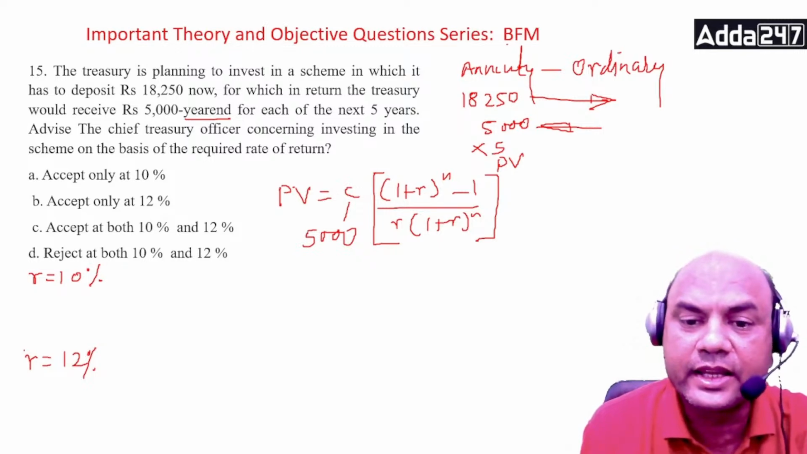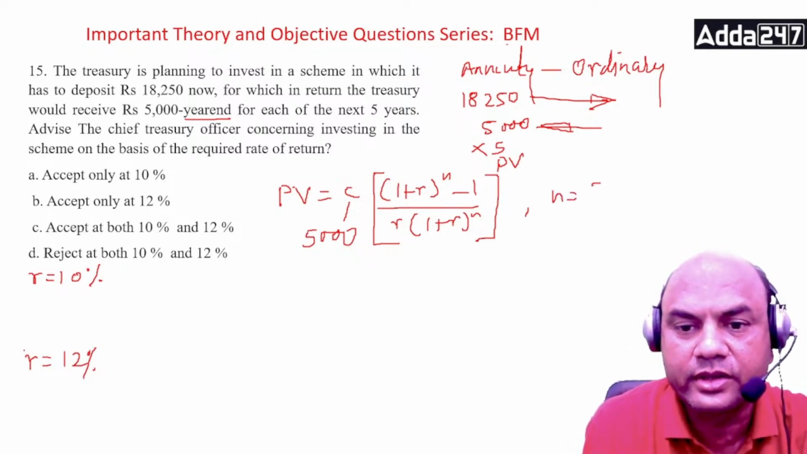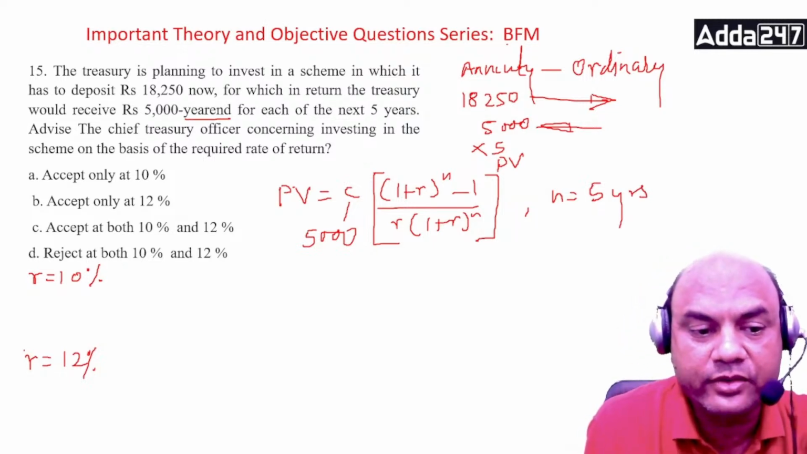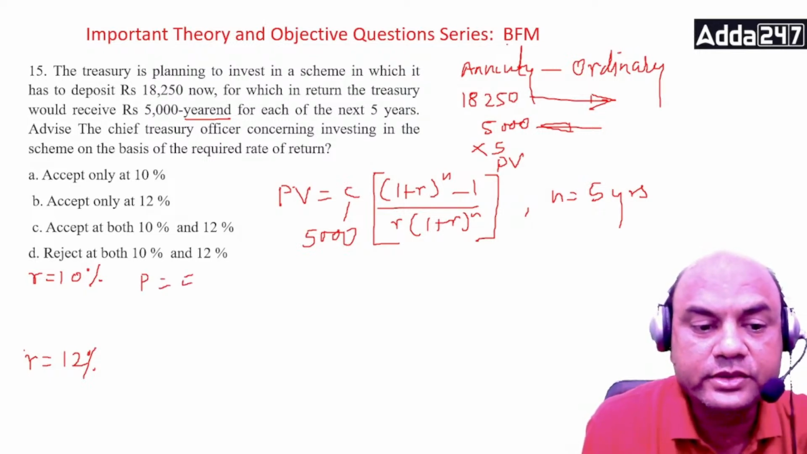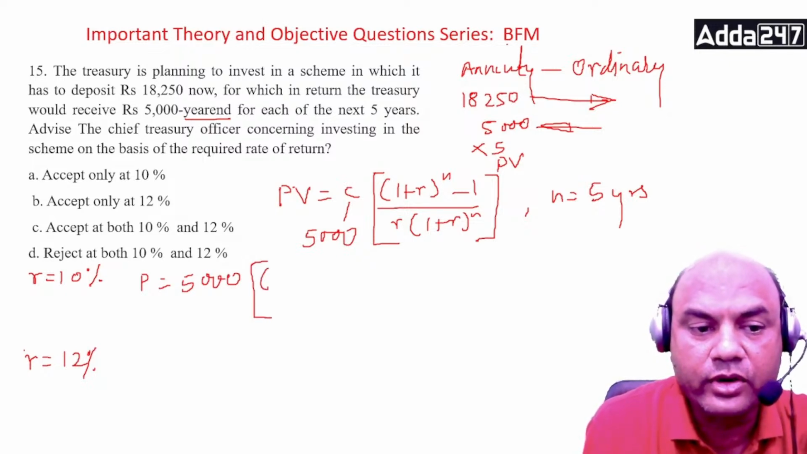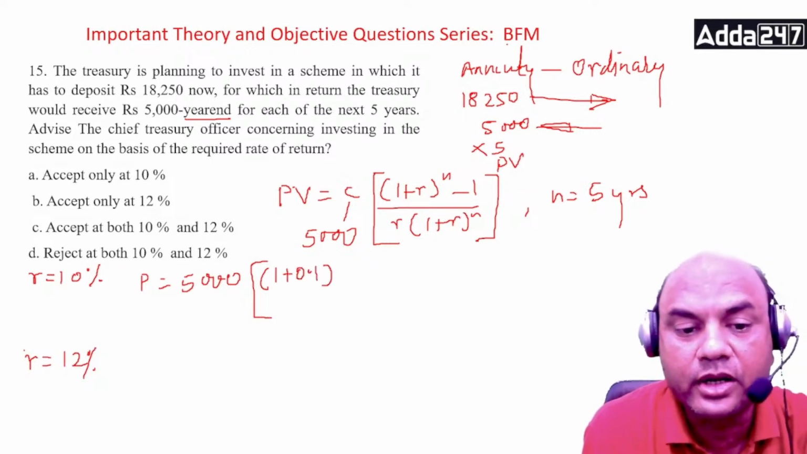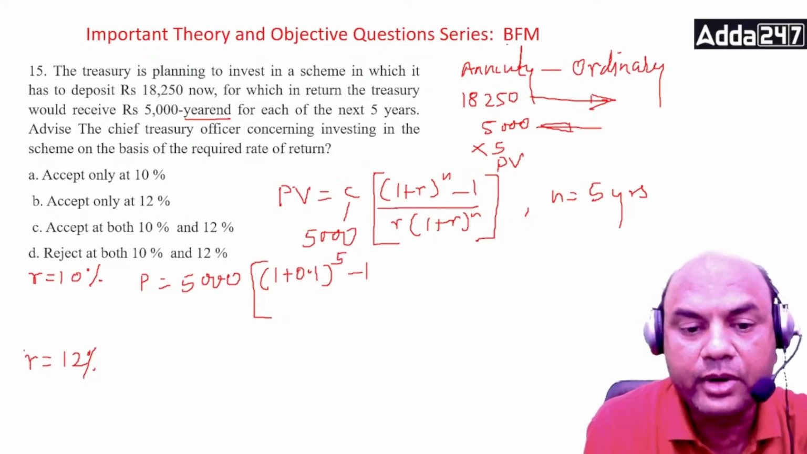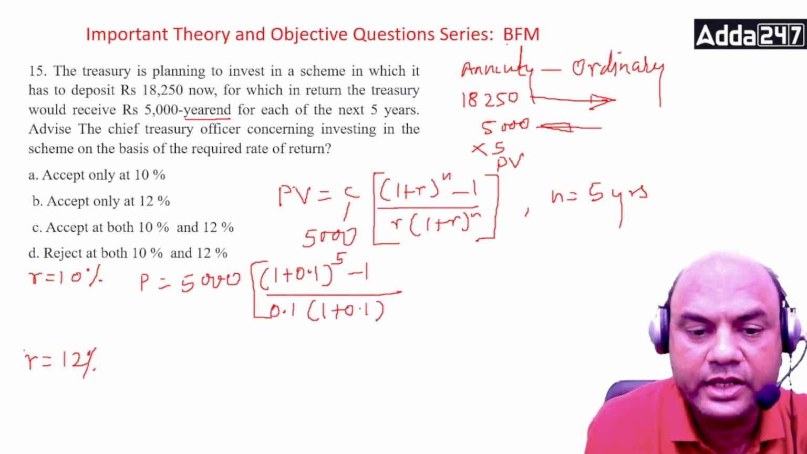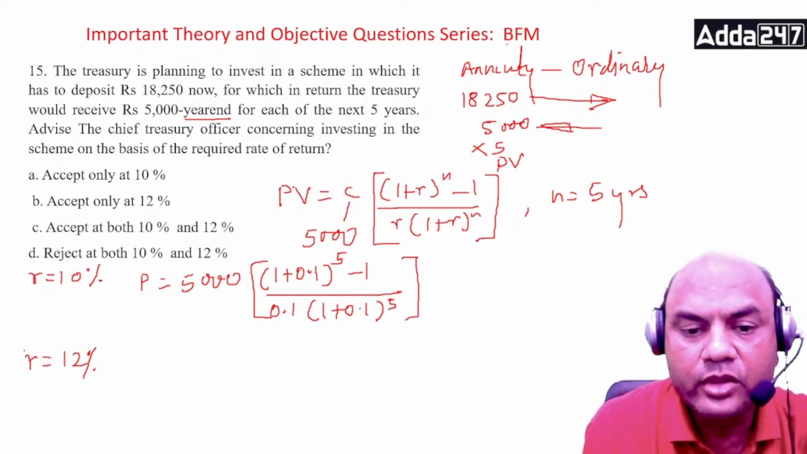Okay. And what is the N? N is common. N is 5 years. N equals 5 years. So you'll have to use this formula 2 times. So let's write this, present value equals 5,000 into, I'll do it for 1, okay, 1 plus R, what is R? Let's take it 10, so 0.1, 10 means 10 upon 100. So (1 plus 0.1 raised to 5 minus 1) the whole upon R means 0.1 into, again the same over here, 1 plus 0.1 raised to 5. Okay. So what is the answer now?